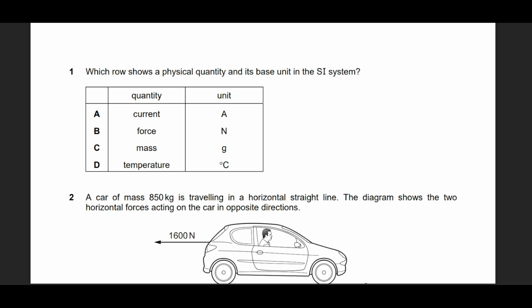Current is amperes, so this is correct. Force is not a base quantity; it goes with ma, a derived quantity, kg m s^-2. Mass is a base quantity, but the unit is not grams but kilograms, so this is incorrect. Temperature is a base quantity, but it has to be in Kelvin, the thermodynamic temperature. It could have been degrees Fahrenheit as well, but that would be incorrect. So the correct answer that has the correct base quantity with the correct SI unit is option A.